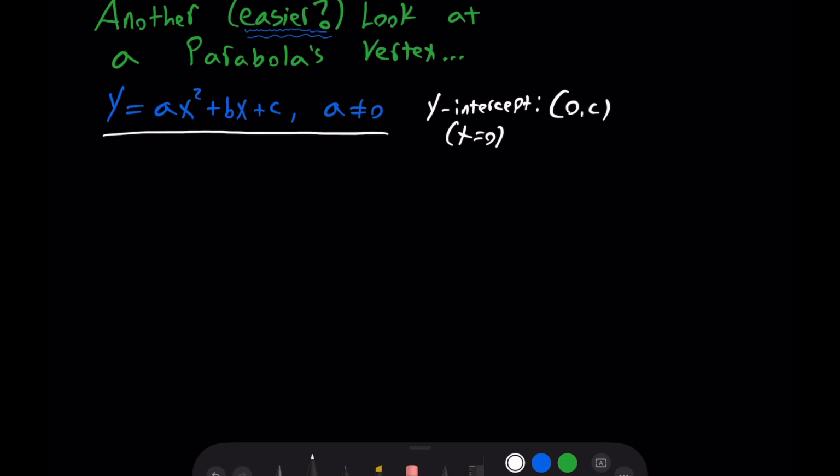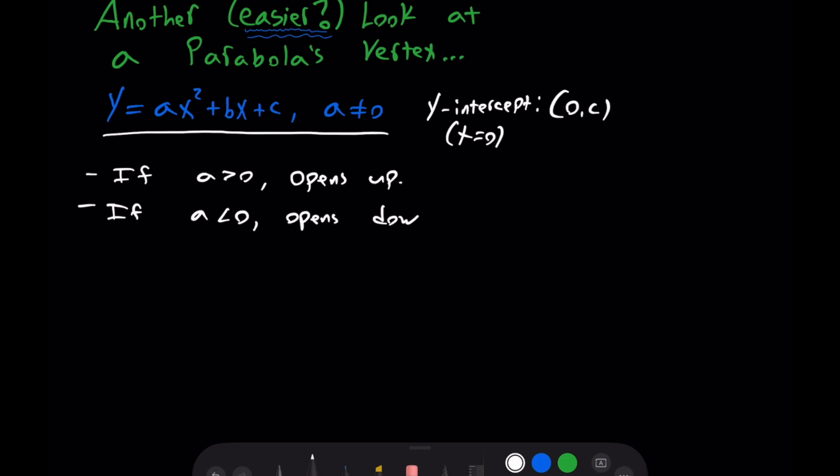Another pretty obvious thing about this graph, for example, is that if a is greater than 0, in other words, is positive, the parabola opens up. If a is less than 0, in other words, is negative, it opens down.